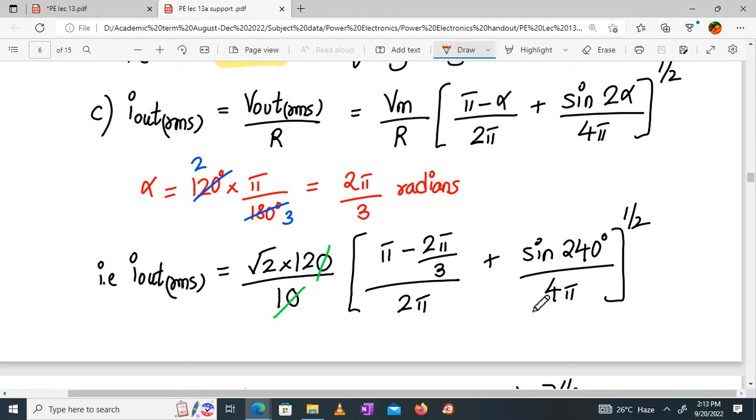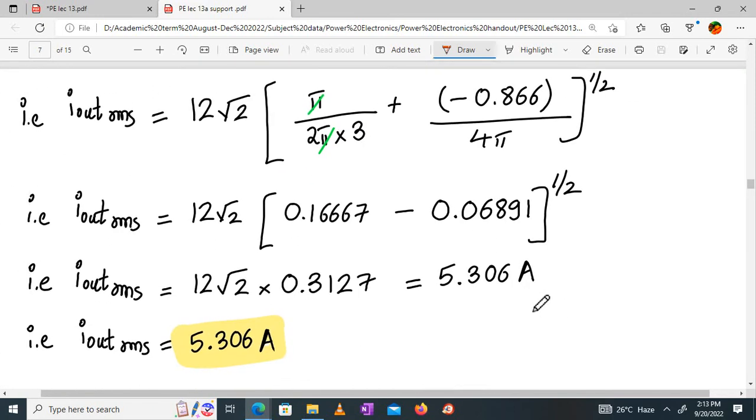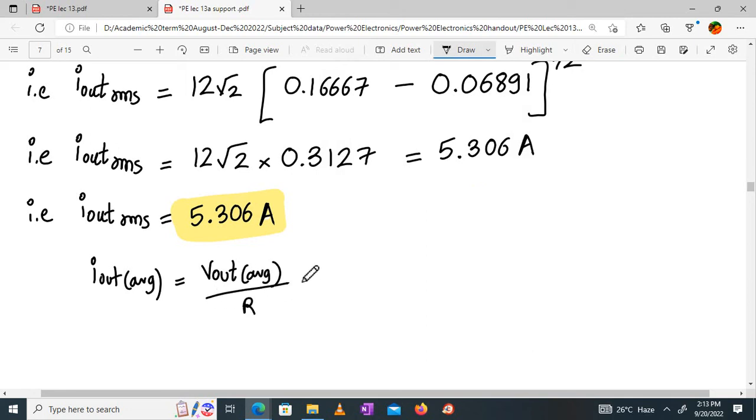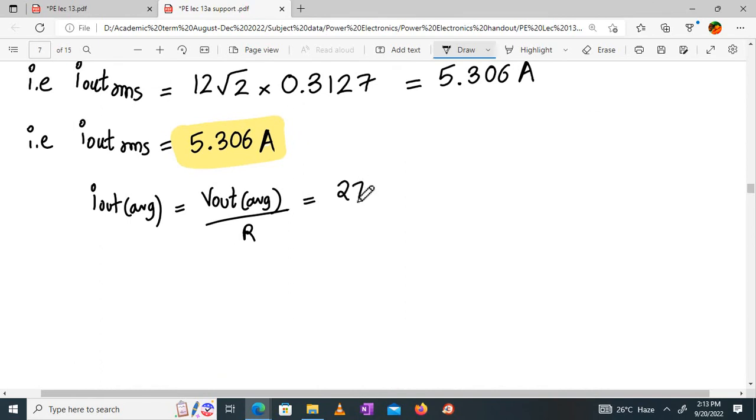What's the value of I out RMS? Anyone? Is it 5.306? Check. What about I out average? I out average is very, very tough. What's the value? V out average upon R, and V out average was 27, right? Yeah, 27. And what's the value of R? 10, na? So it's 2.7.